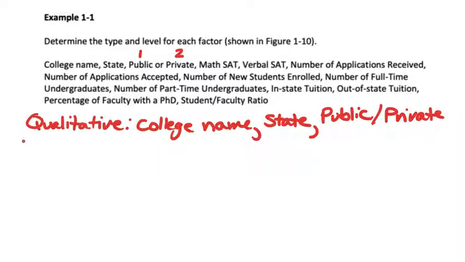The rest of the data is all quantitative. So we have SAT scores, number of applications, anything with number of in front is probably going to be quantitative. And then we have in-state tuition, out-of-state tuition, percentage of faculty with a PhD, so dollar amounts, percentages, those are all quantitative, and student-faculty ratio would also be considered quantitative.